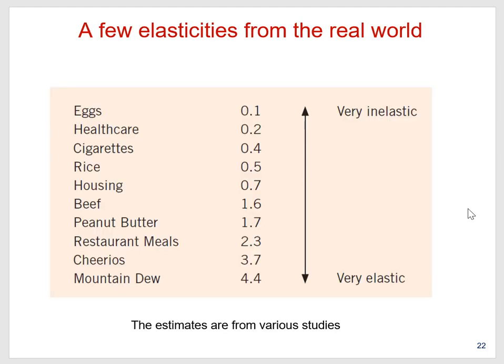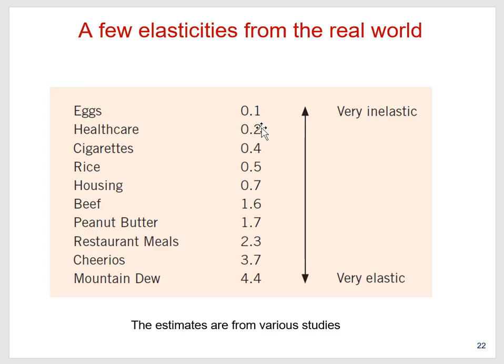Now here is a list of empirically computed elasticity values. These are taken from various studies. Now notice this: depending on the availability of substitutes, the elasticity changes. So you look at eggs. Eggs have an elasticity value of 0.1, a very small elasticity. So eggs are inelastically demanded. In other words, there aren't many substitutes for eggs.